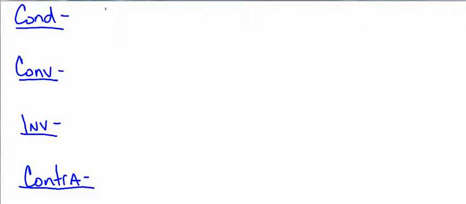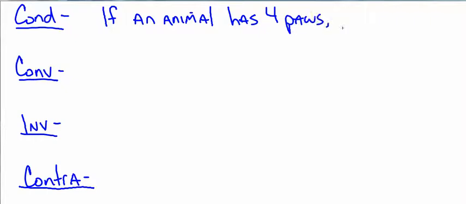An if-then statement. Good. If an animal has 4 paws, then it is a good cat. That's our conditional statement. It's got a hypothesis, it's got a conclusion, it's an if-then statement, correct?